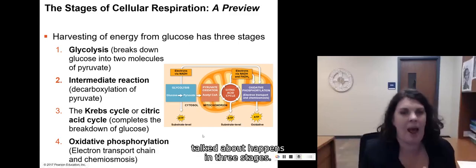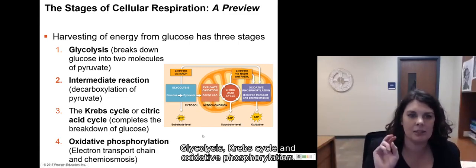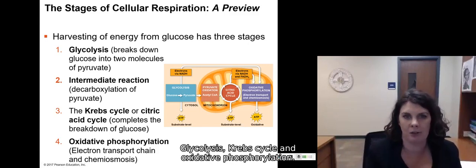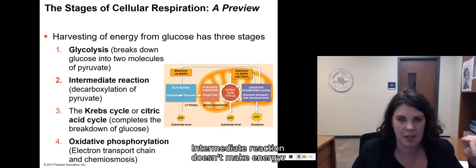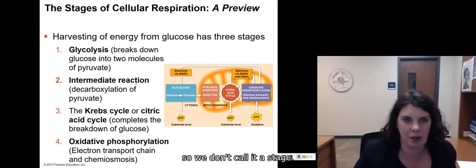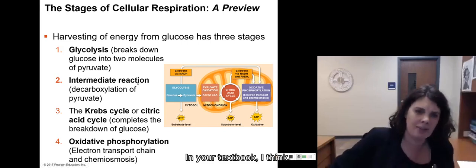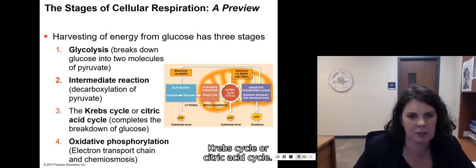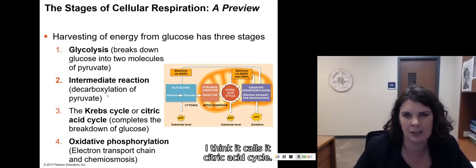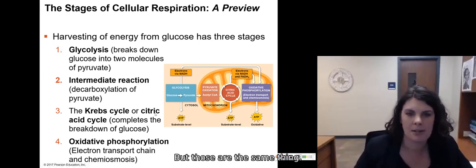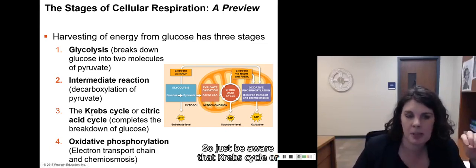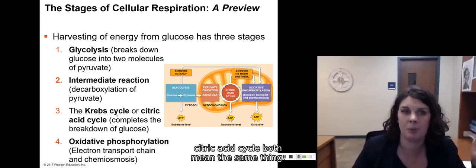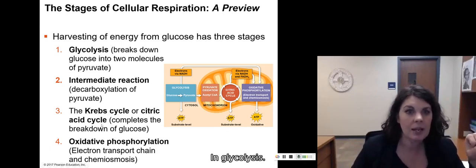Okay, all of this that we just talked about happens in 3 stages: glycolysis, Krebs cycle, and oxidative phosphorylation. Those are the 3 stages. The intermediate reaction doesn't make energy, so we don't call it a stage. In your textbook, I'm not sure if it refers to Krebs cycle or citric acid cycle. I think it calls it citric acid cycle, but those are the same thing. I think the Amoeba Sisters call it Krebs cycle. So just be aware that Krebs cycle and citric acid cycle both mean the same thing.